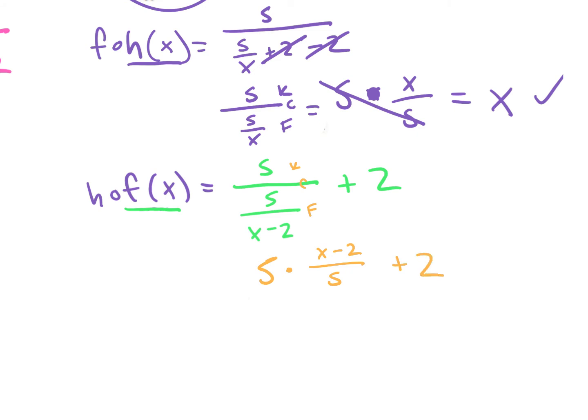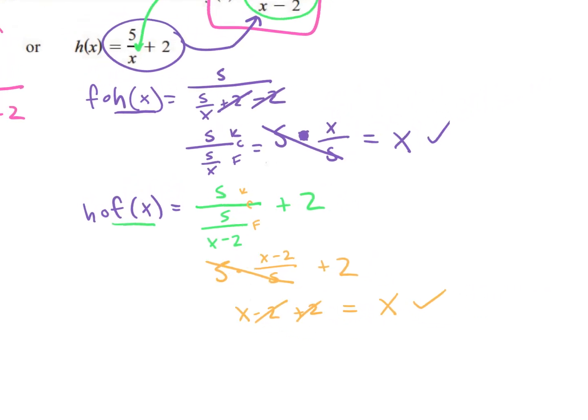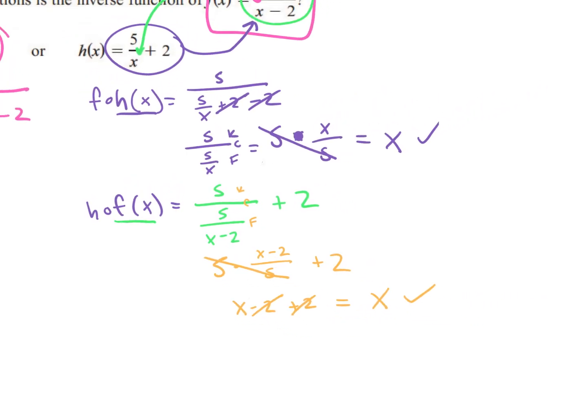5 being multiplied and 5 being divided will cancel. So this is x minus 2 plus 2. And then the minus 2 and plus 2 cancel. So then I'm just left with x, which is exactly what we wanted. So because f of h of x and h of f of x are both x, that means that h and f are inverses of each other. So h would be the inverse of f.